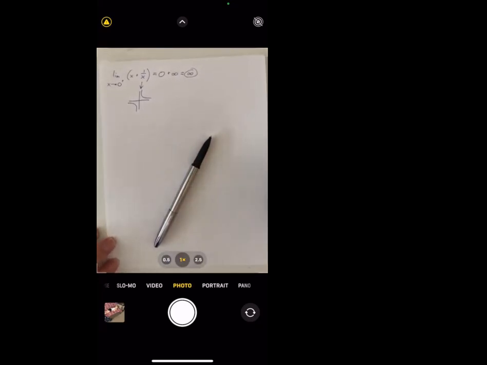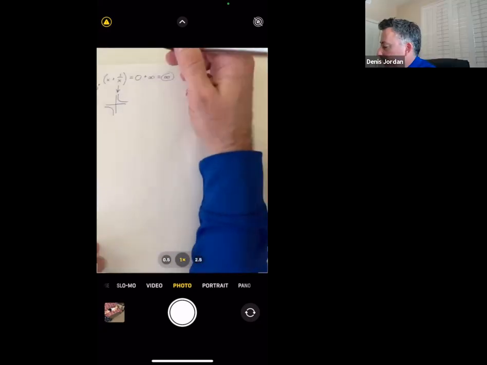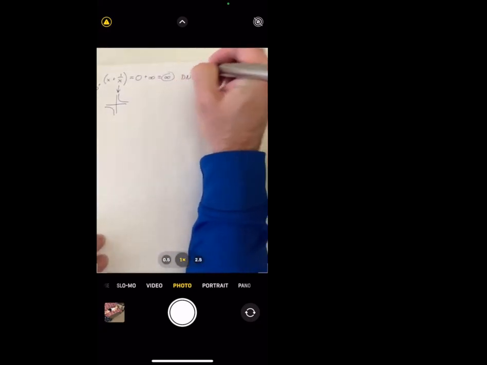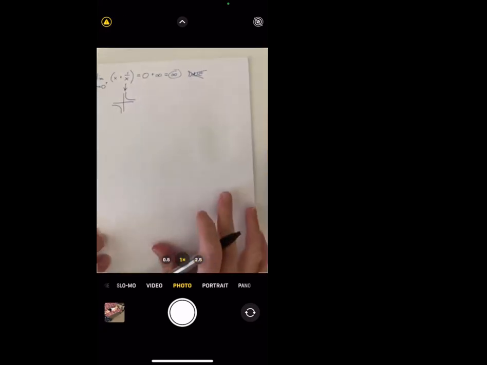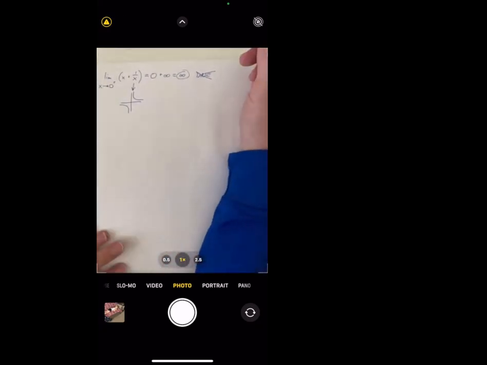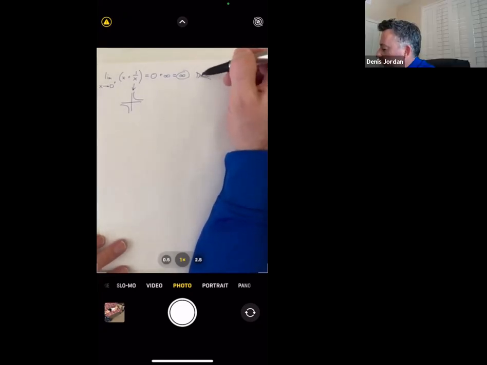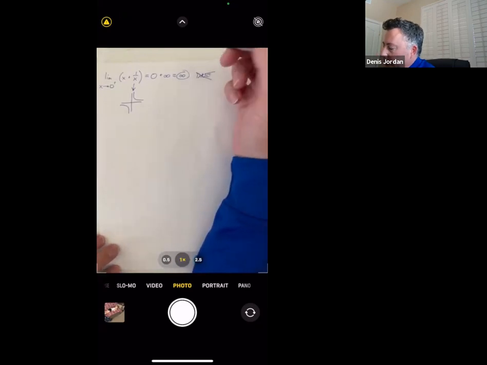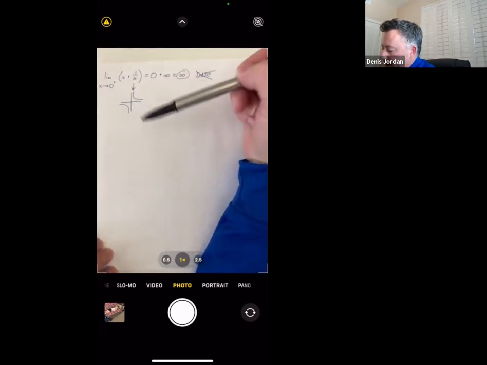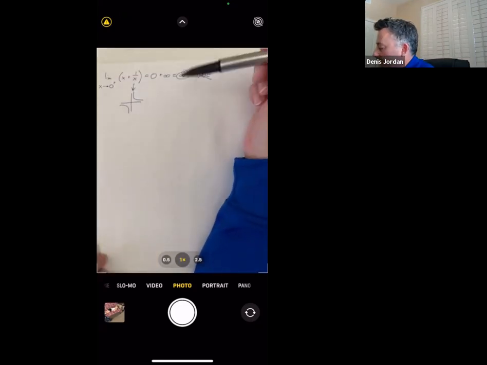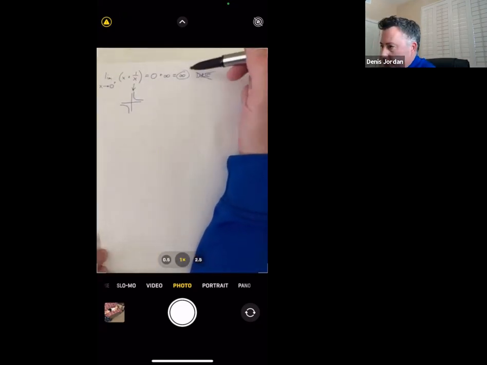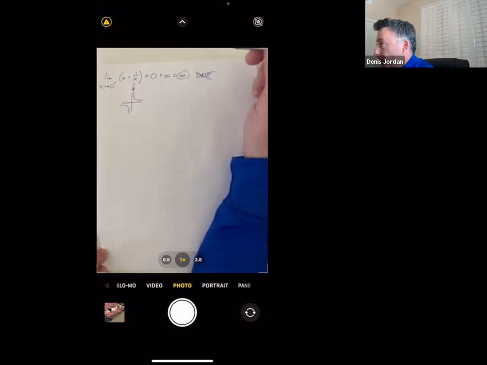So just to be clear on that one, just leave it as infinity. If you put DNE, that would get marked wrong. You only put DNE if the right side does not agree with the left side. Otherwise, there should be a numerical answer or infinity or negative infinity.